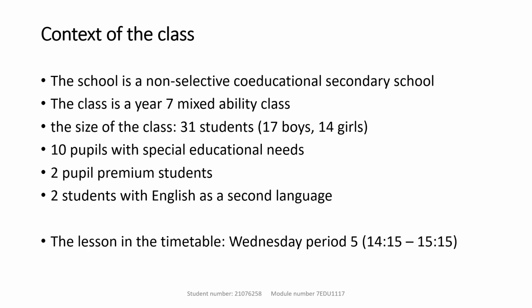Context of the class. The class where I plan to use my teaching resource is a Year 7 Maths class, which is a mixed ability class in a non-selective co-educational secondary school. The class has 31 students, 17 boys and 14 girls. There are 10 pupils with special educational needs in the class, which is a high proportion compared to the rest of the school. There are 2 pupil premium students and 2 English as a second language students within the class.